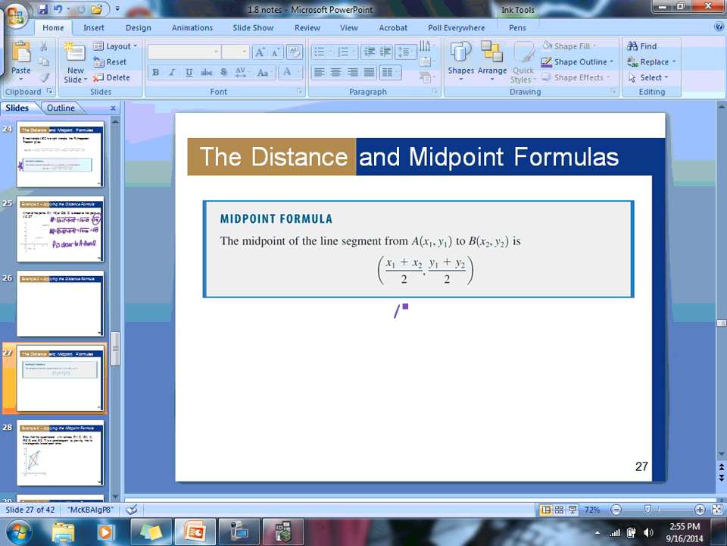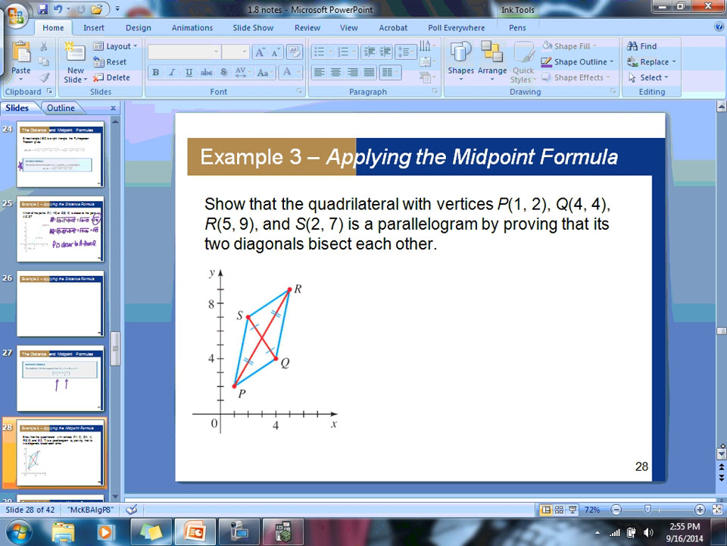So you're adding up your x coordinates and you're dividing by 2 because you're averaging two things. And the same for the y's. You add up the y's and you divide by 2. Now, how we apply it in this problem is a little more advanced, though.